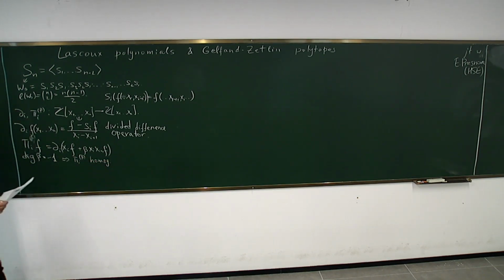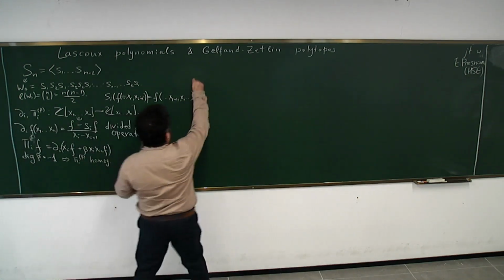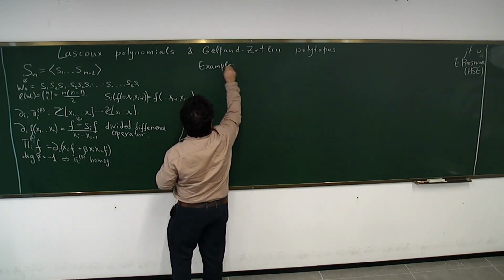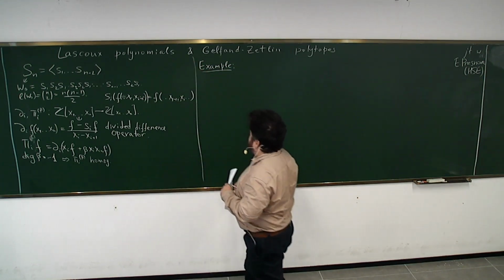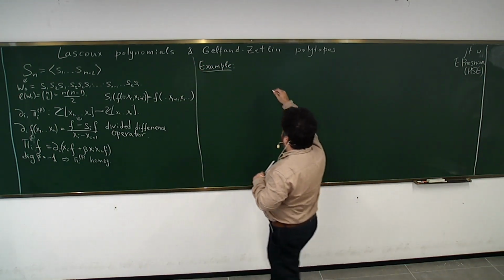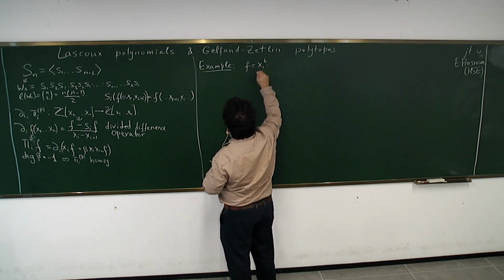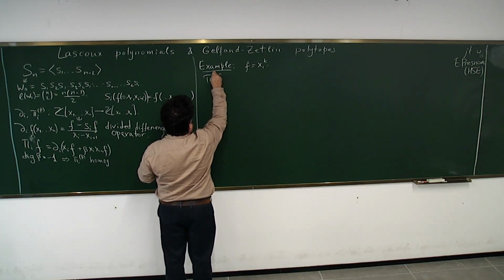Now let's do a quick example, which will be a kind of key example for us. What happens if you take x1 to the power k, and apply phi 1 of beta to it?